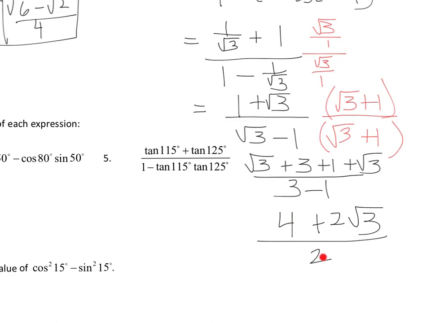There are factors of 2 in all of these, so we can reduce. 4 over 2 reduces to 2 over 1. And then 2 over 2 reduces to 1. So that would be a 1 root 3. We have a 1 in the denominator, so we don't have to write the denominator again.